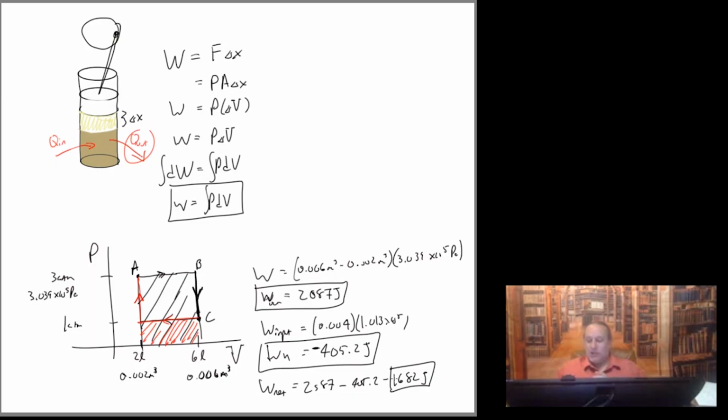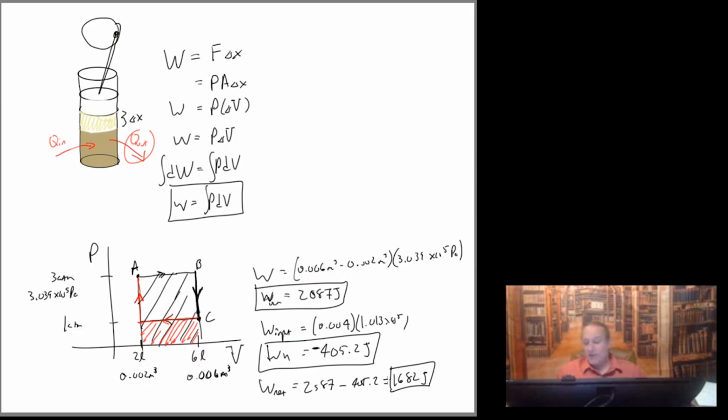So this would be an engine that every time I run it, I get a net of 1,682 joules. And it's repeatable. I can just keep adding more heat, and every time I do it, it's going to go through this cycle. There's going to be waste heat.